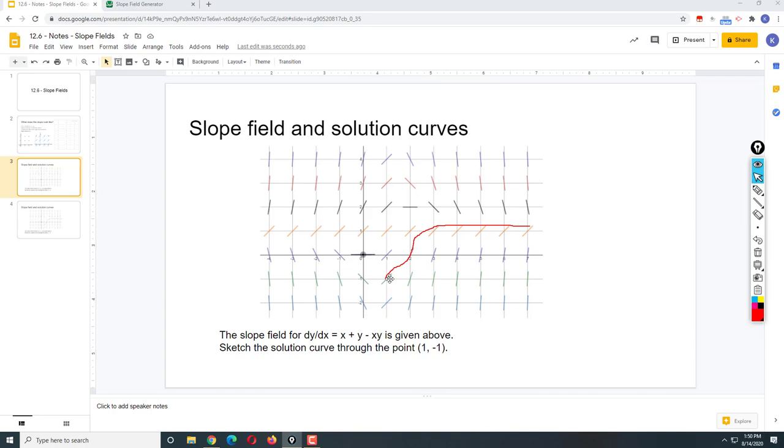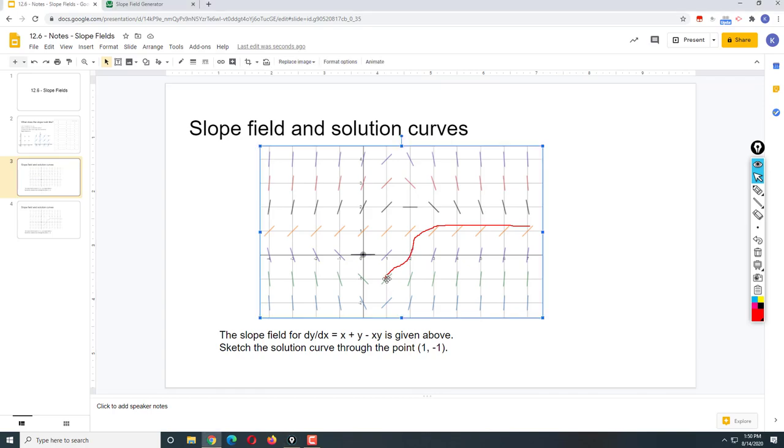This tells us if we start here, if x is 1, y is negative 1, after some time, it's going to get to around 2, 0, and then 3, 1 point something, and so forth. And then y will stay about constant over time. So slope fields can help us analyze the behavior of the function using the slopes at different points. That's it for slope fields.